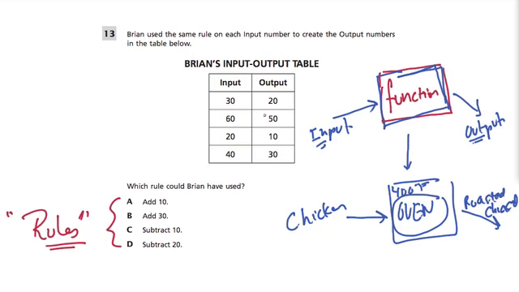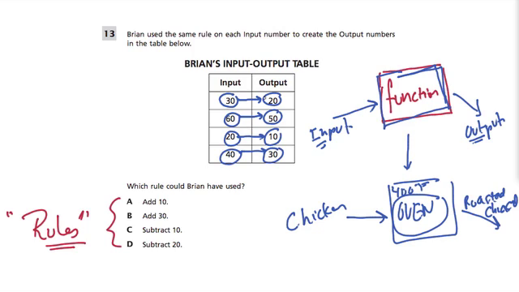But the relationship and the thing to remember is that this input makes this output, and this input makes this output, and this one makes this one, and so forth. So we're trying to look at a rule that connects 30 to 20, and 60 to 50, and 20 to 10. And once we make the connection, I think it's nice and straightforward.